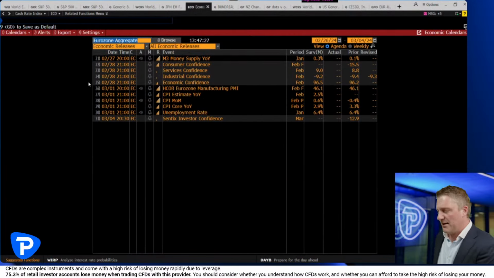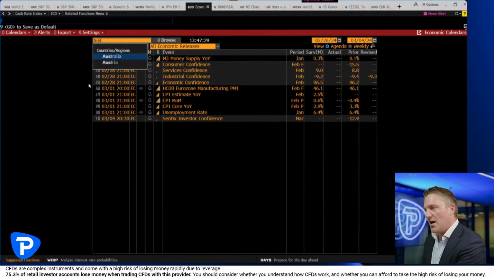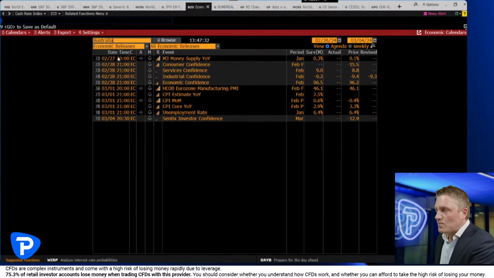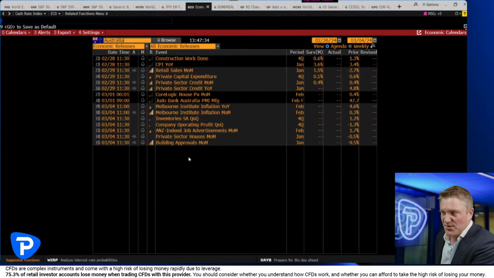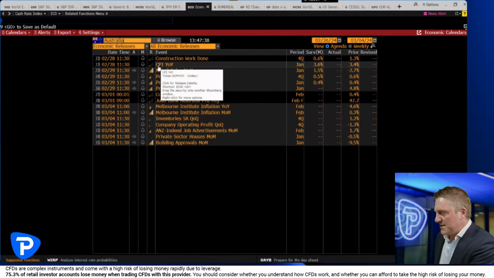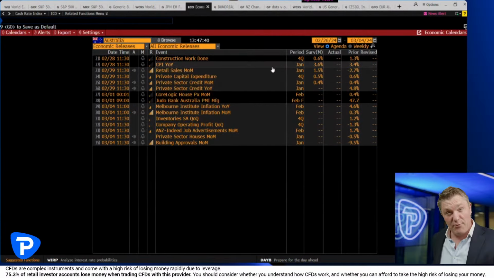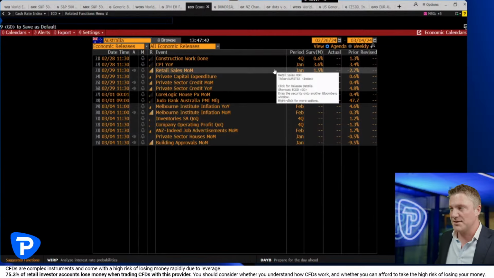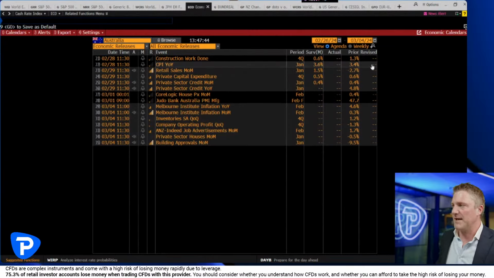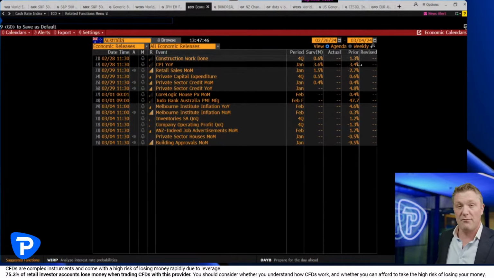Not really much to worry about in the UK. In Australia, we're not really pricing any rate hikes until sort of August, September time. The one that you want to look out for is going to be the CPI print, which comes out on Wednesday. This is the monthly print. This is the first one of the month that goes into the quarterly numbers. The market is expecting that to tick up to 3.6% from 3.4%.